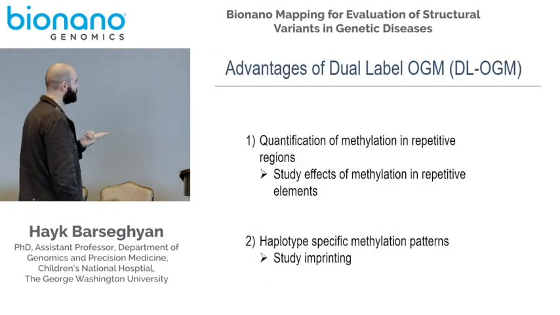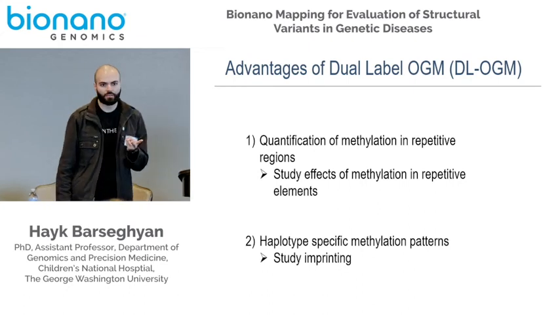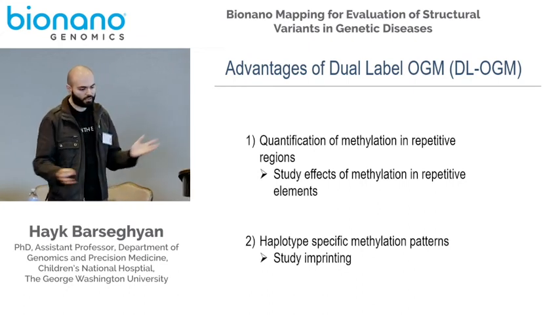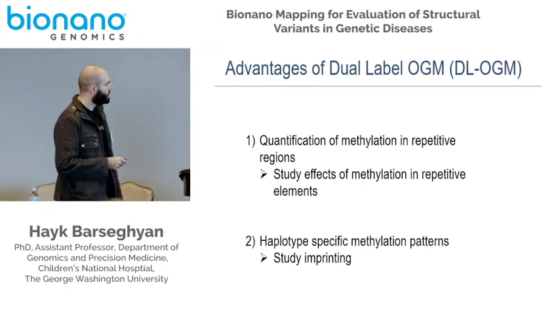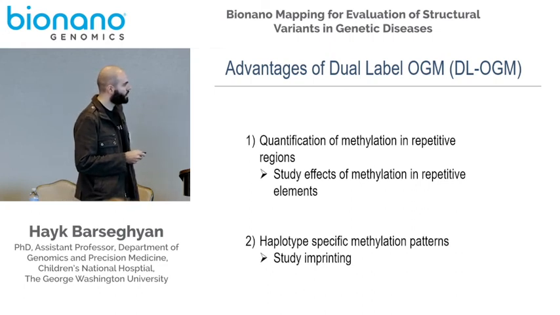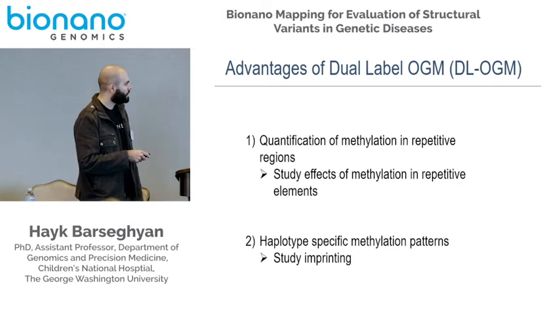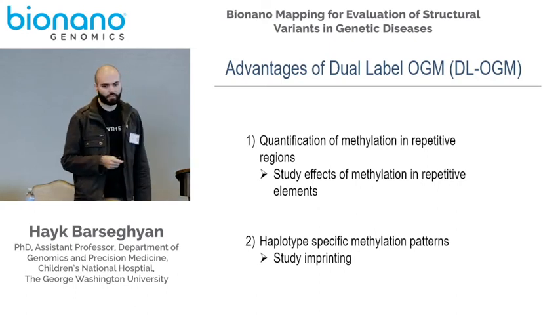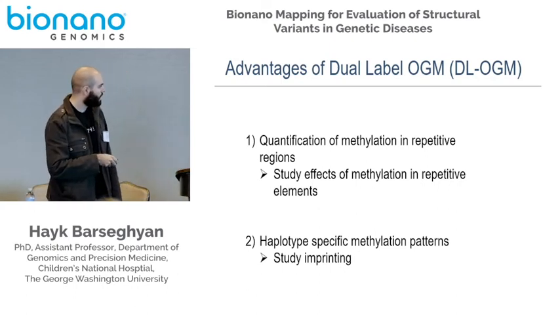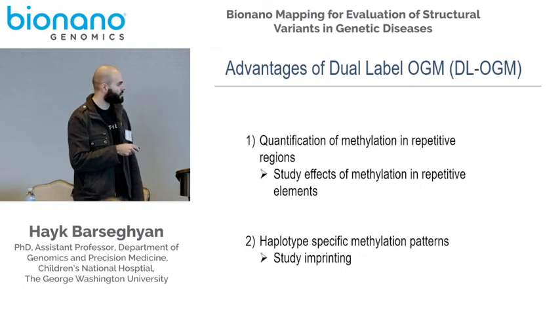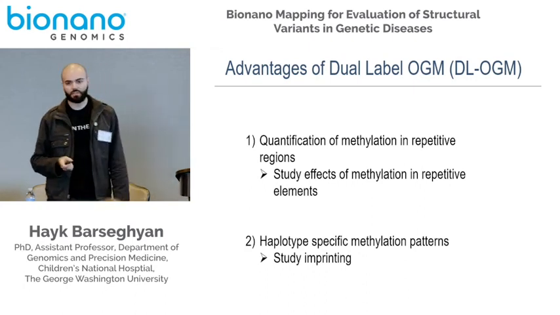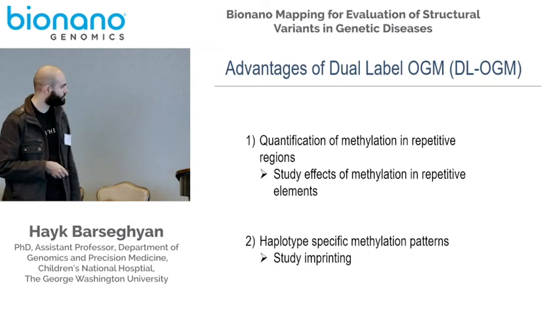There are two main advantages to this dual labeling in the context of disease. One is quantification of methylation in repetitive regions, and I'll show you an example of this for FSHD. And then we can study the effects of methylation in repetitive elements, which is quite interesting. The second one is haplotype-specific methylation patterns, where we can study the imprinting from maternal to paternal allele.